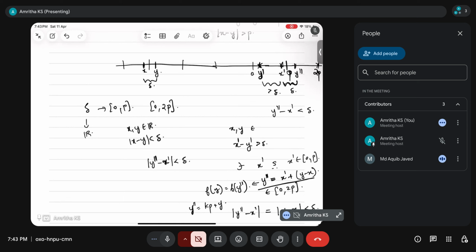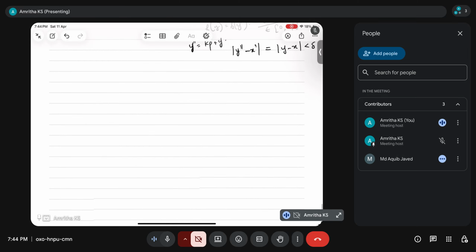Y minus x. See, either you define y double dash to be p plus y dash, or you define y double dash to be x dash plus y minus x. It is the same only. No, you don't understand. Okay, you take p to be 1.